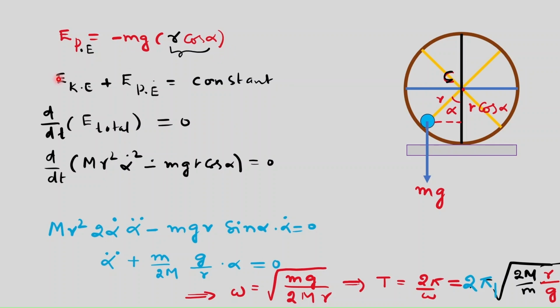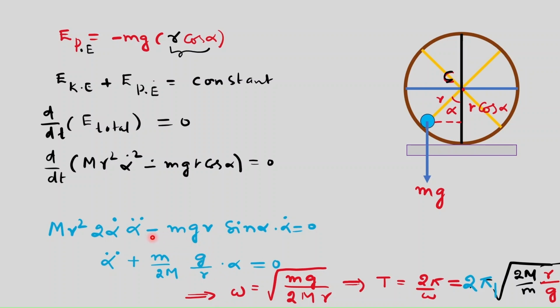Now the total energy, potential energy plus kinetic energy of the system, is constant because there is no loss. Therefore, the total energy of the system with respect to time is not changing. Therefore, its derivative is 0 with respect to time. By simplifying this, we will get the second order differential equation in terms of alpha dot, alpha double dot and alpha, and m, g and r.